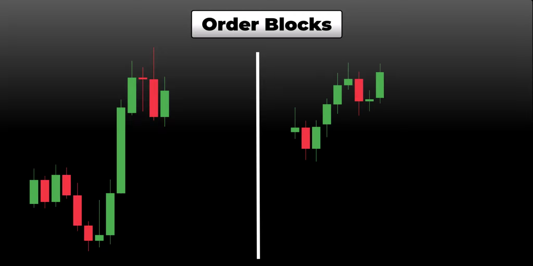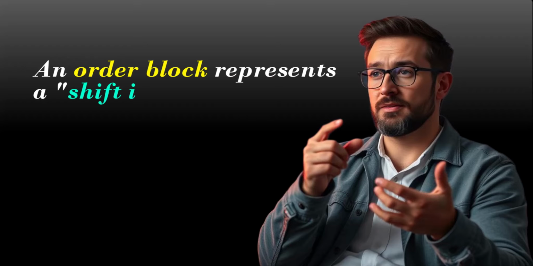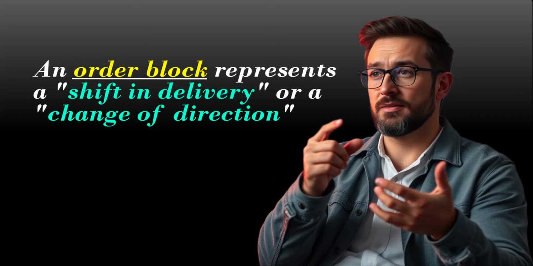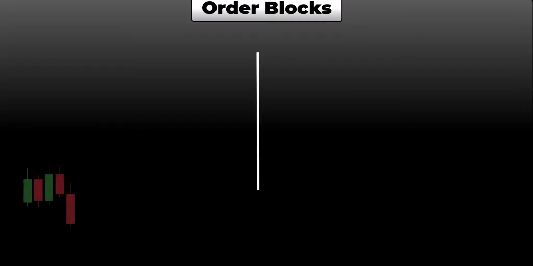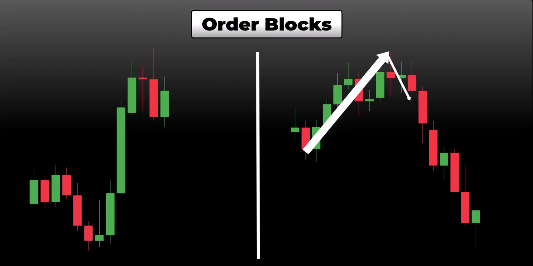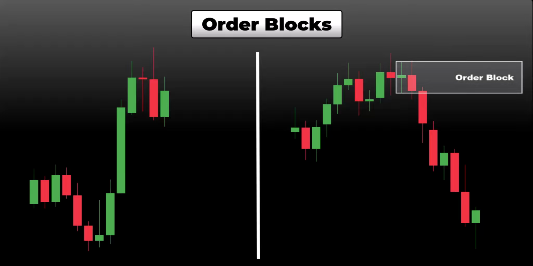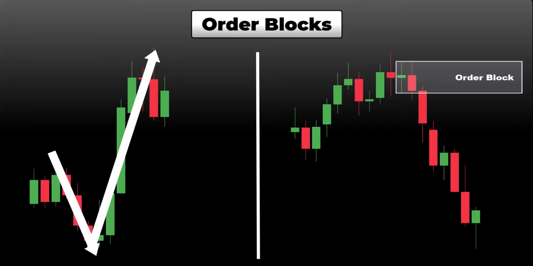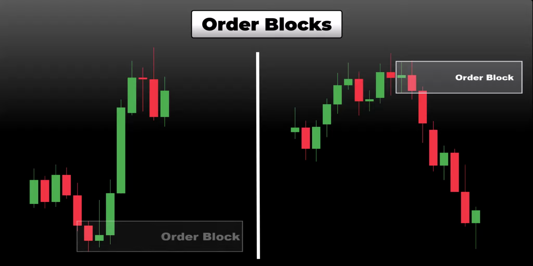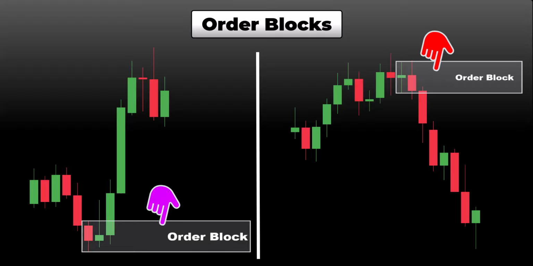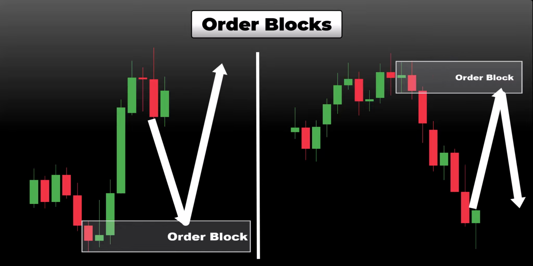Now, the order blocks, which are another PD array, are a cornerstone of ICT. An order block represents a shift in delivery or a change of direction. When price is trending up and then suddenly shifts down aggressively, the last bullish candle before that bearish move becomes a bearish order block. On the other hand, when the price is trending down and then shifts up strongly, the last bearish candle becomes a bullish order block. These blocks often serve as key zones where price returns before continuing its new direction.